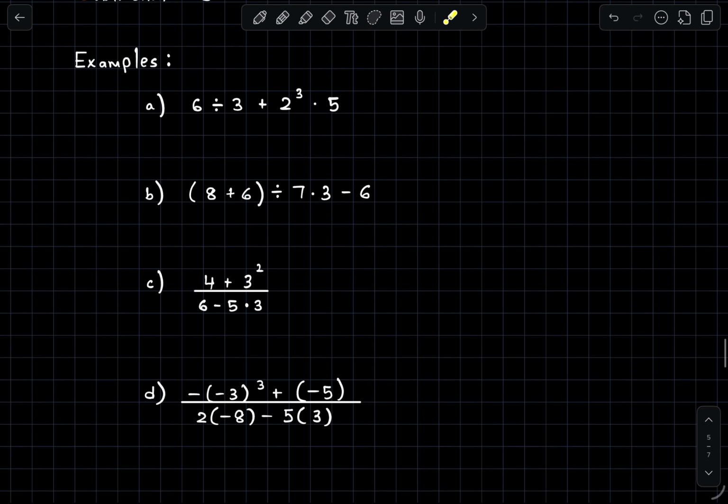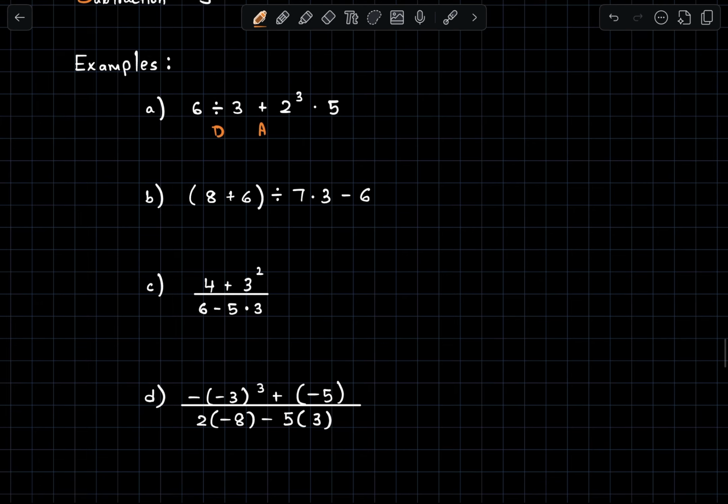So let's look at some examples here. A has 6 divided by 3. So we've got division. We've got an addition here, plus 2 raised to the third power. That's an exponent. And then finally, we've got multiplied by 5. So according to our PEMDAS, we're going to go ahead and we're going to do exponent first. So we're going to leave everything else the same. 6 divided by 3. 2 raised to the third power is 2 times 2 times 2, which is going to be 8.